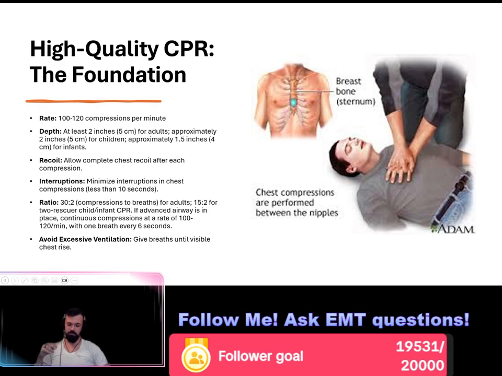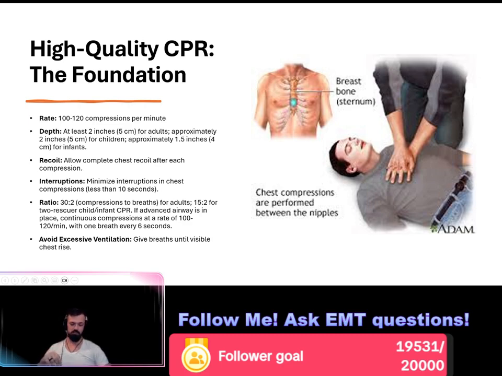So for those people around age 13 to 14 to 15 that have gone through puberty, signs of puberty is when we start to identify them as adolescents, and we treat them with the same criteria for CPR as adults. So at least 2 inches in the depth for chest compressions.